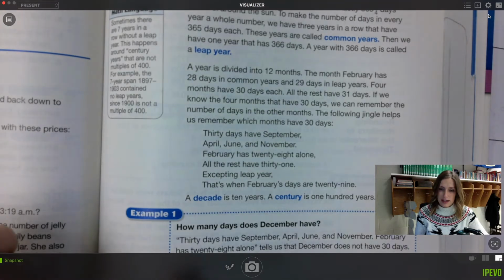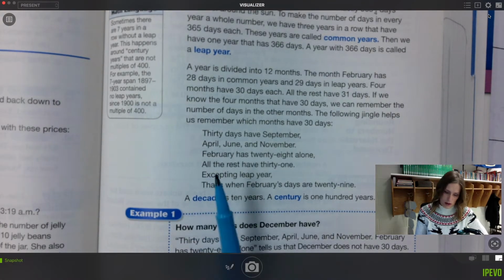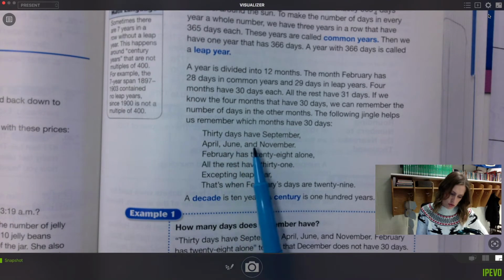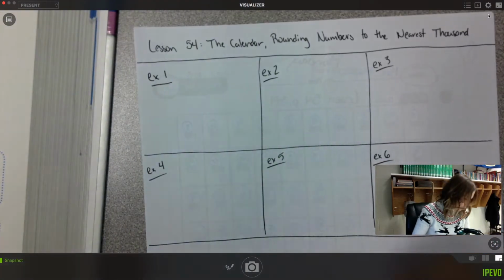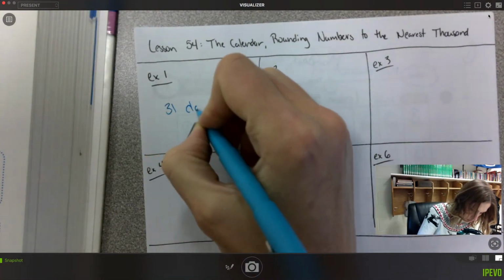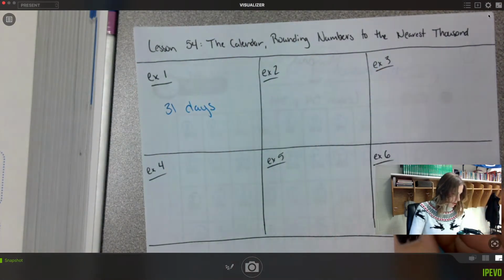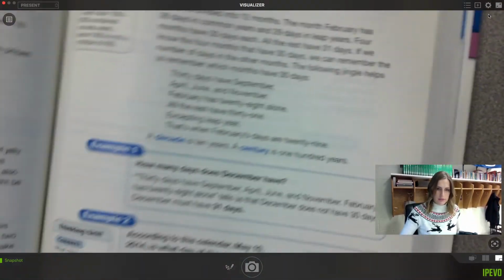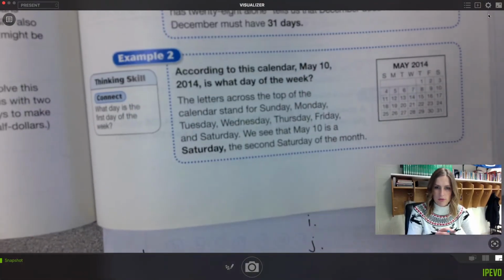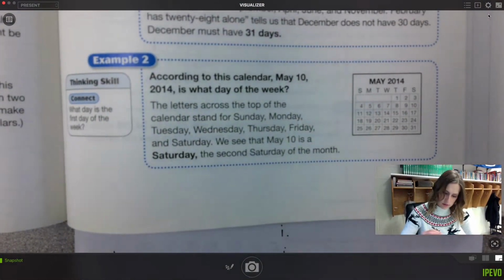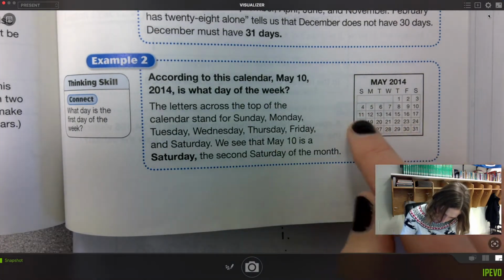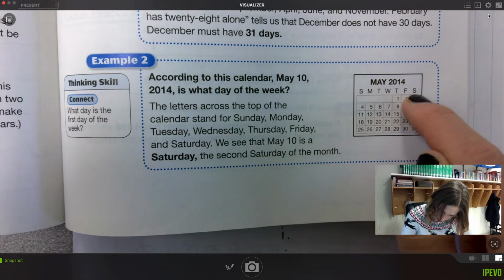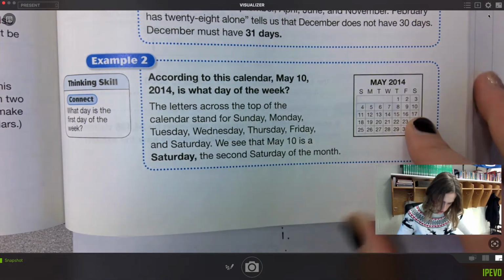Example 1 says, how many days does December have? Well, September, April, June, and November are the ones that have 30, so all the rest have 31 days, so December's got to have 31 days. Example 2 says, according to this calendar, May 10th, 2014 is what day of the week? So this is May 2014. We're looking for May 10th. May 10th is right here. Friday, Saturday. So May 10th is a Saturday.